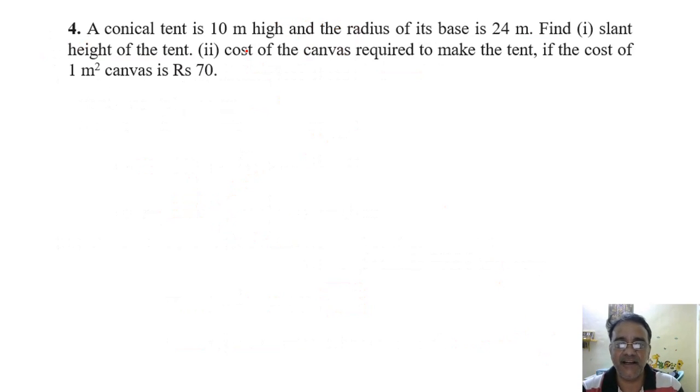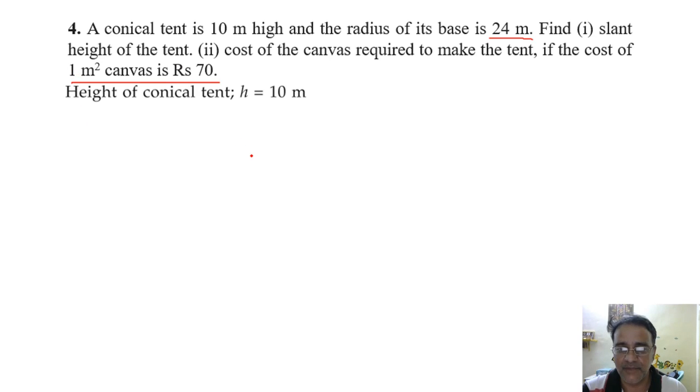A conical tent is 10 meter high and the radius of its base is 24 meter. Find the slant height of the tent, and the cost of the canvas required to make the tent if the cost of 1 meter square canvas is rupees 70. So first of all, what is given? The height of the conical tent is 10 meter, and the radius is given as 24 meter.